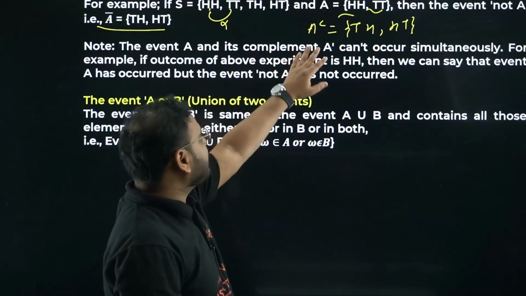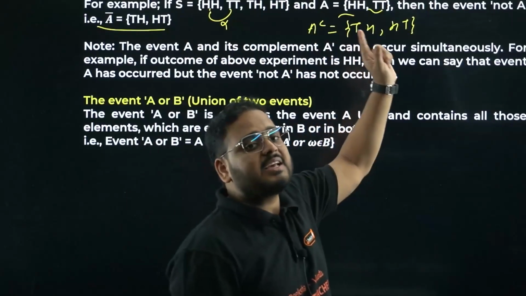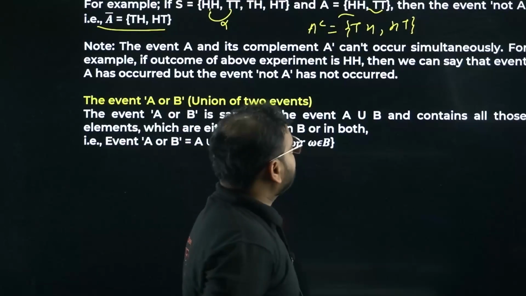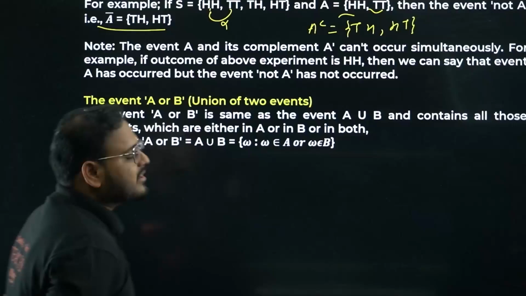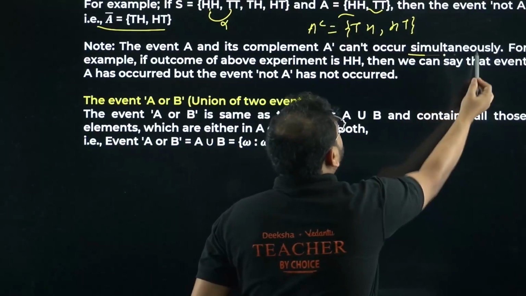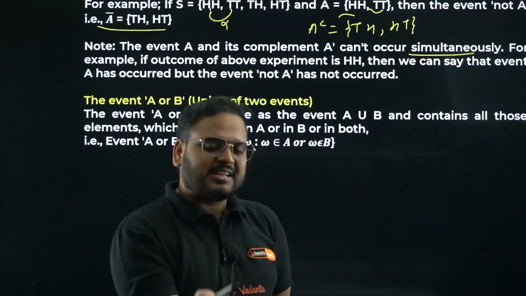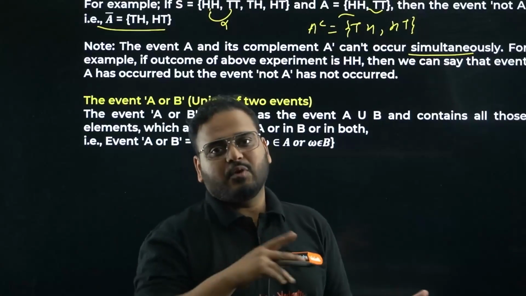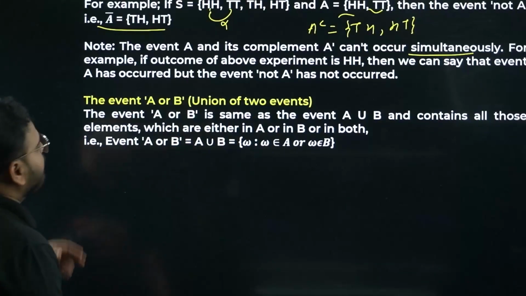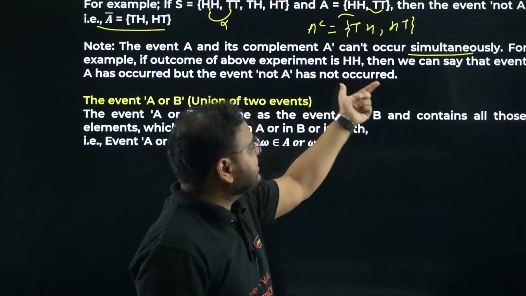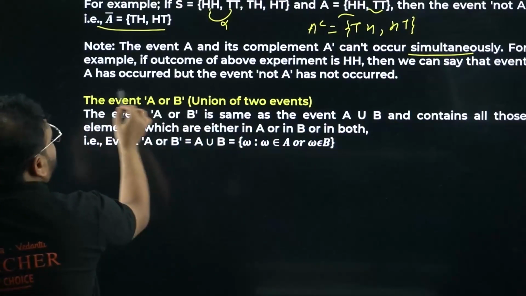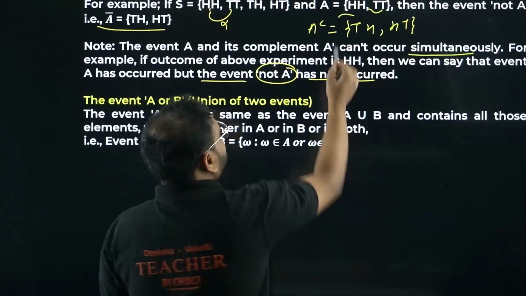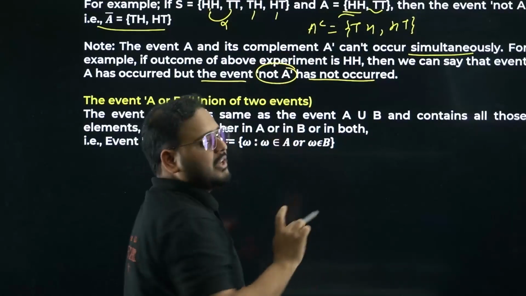Of course, it has to be defined with respect to the sample space S, because A is a subset of sample space S. Now, the event A and its complement A dash can't occur simultaneously. Think about it. Can they occur at the same time? They cannot. Can you get heads and tails at the same time? You cannot, because both events cannot exist at the same point. For example, if the outcome of the above experiment is HH, then we can say that event A has occurred but the event not A has not occurred. If I have HH, we cannot get TH and HT, right?